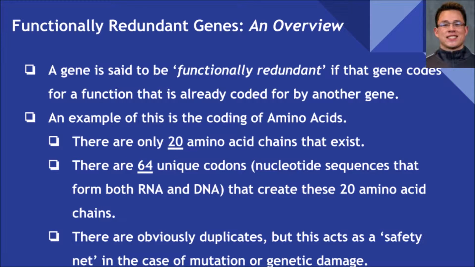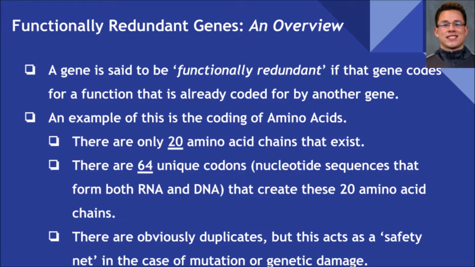A gene is said to be functionally redundant if that gene codes for a function that's already being coded by another gene. A good example of this is amino acids, because there are only 20 different amino acid chains that exist, which you probably learned about in Bio 1. But there are 64 unique codons, and a codon is a sequence of 3 nucleotides, like the whole U, C, G, and A thing that you learned about. And these 64 unique codons all create the 20 different amino acid chains.